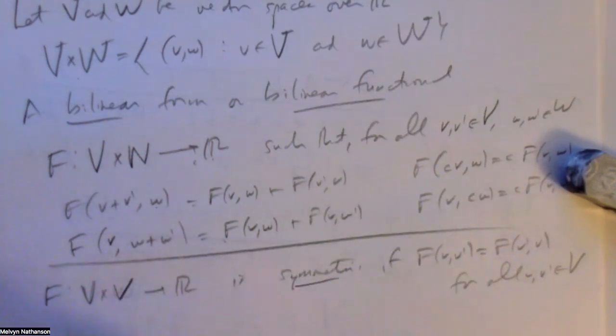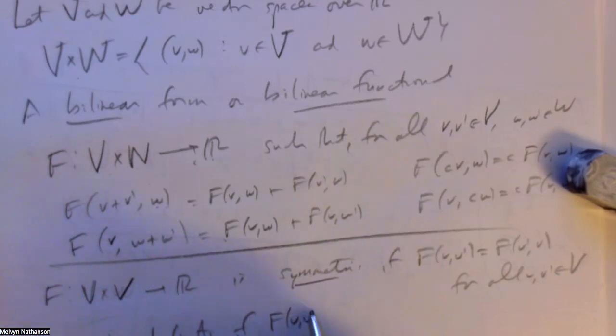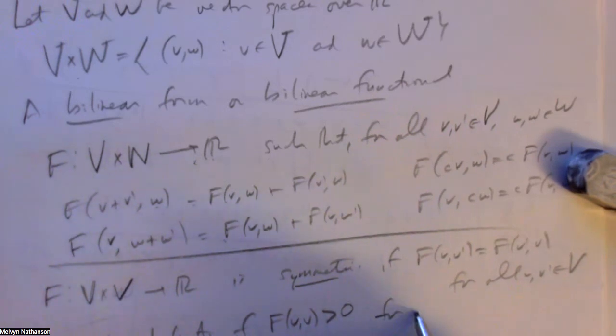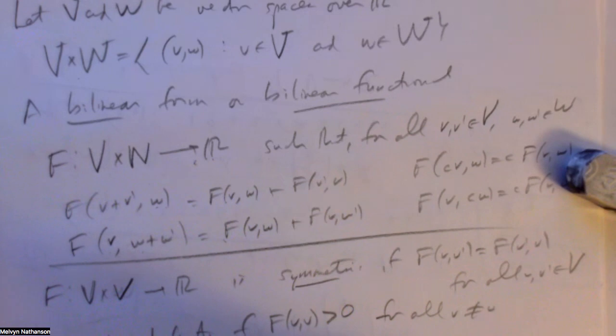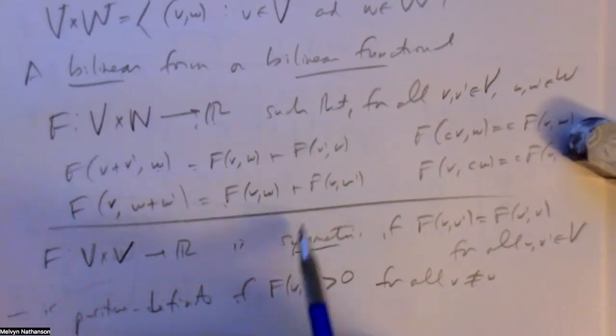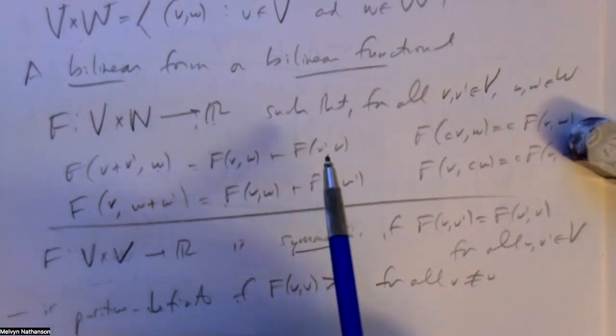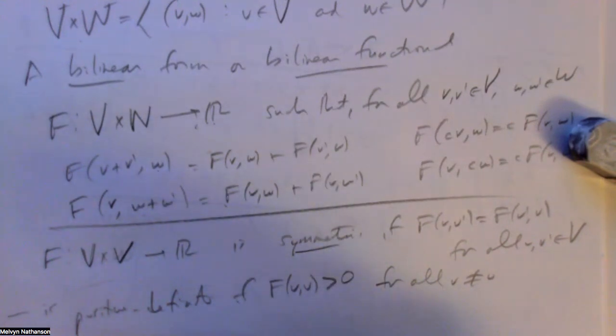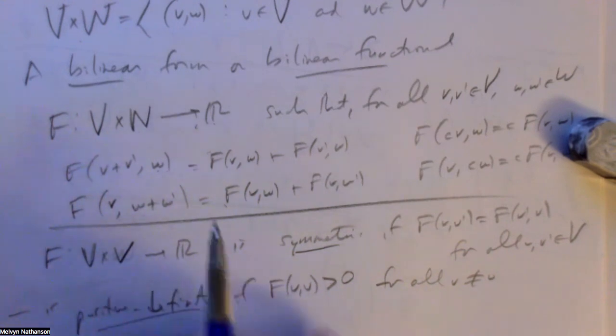And we say that this function is positive definite if f of (v, v), it's a real number, is always positive for all vectors v not equal to 0. So the standard inner product is a bilinear form that is symmetric and positive definite.